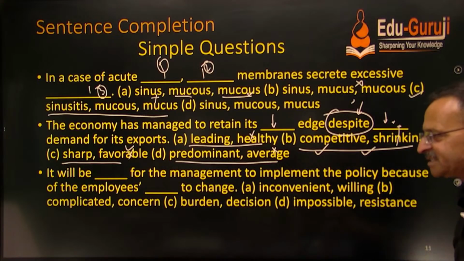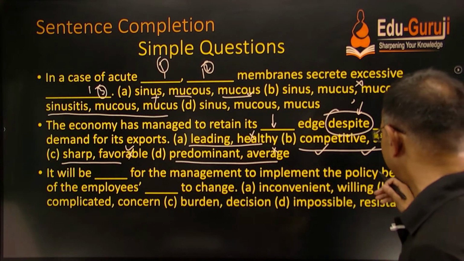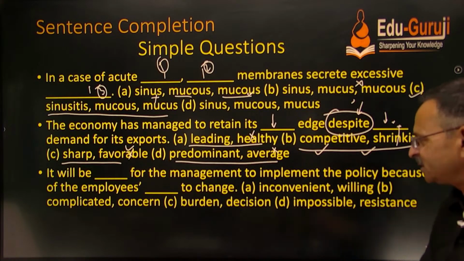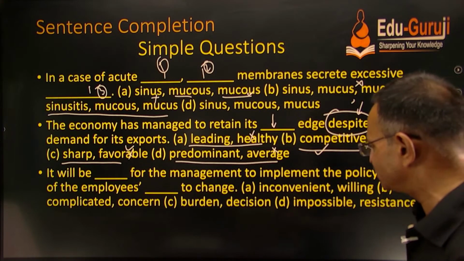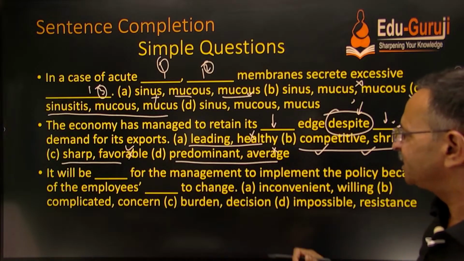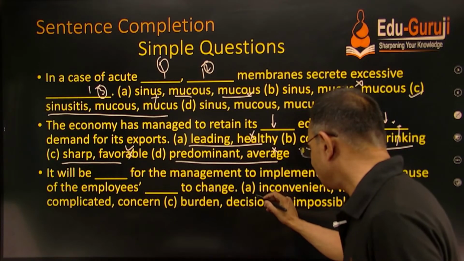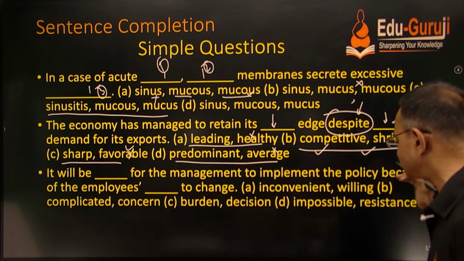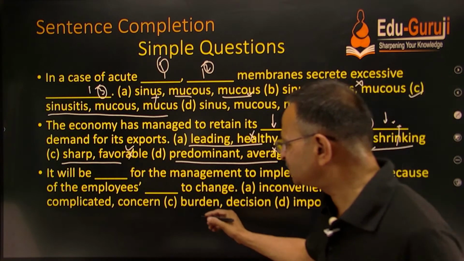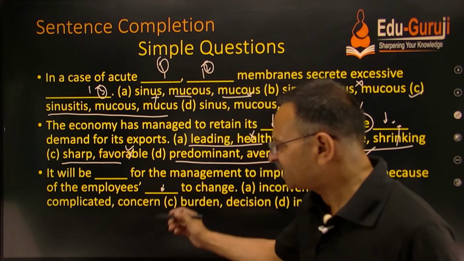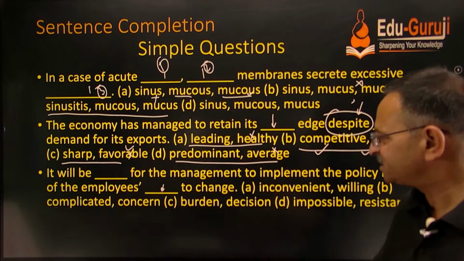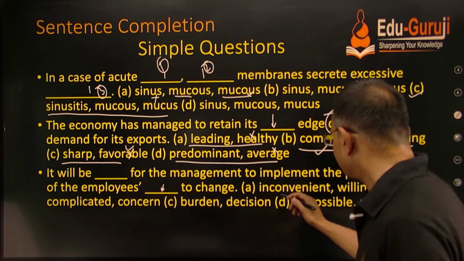Now next is: it will be for the management to implement the policy because of the employees. The same concept we can use here. Look at the options. It will be for the management to implement the policy because of the employees. So there is a cause and effect. So we have to see which options we can use here.